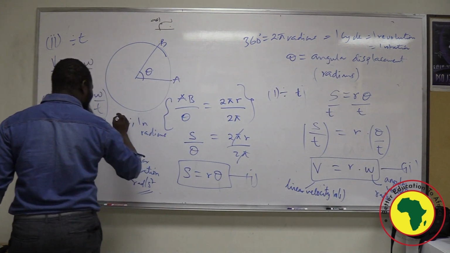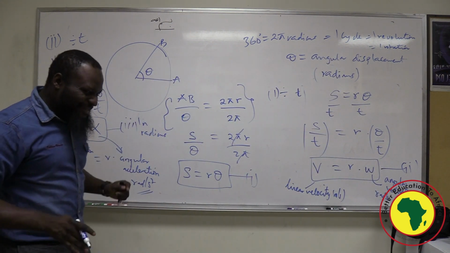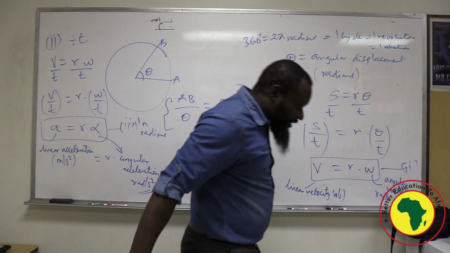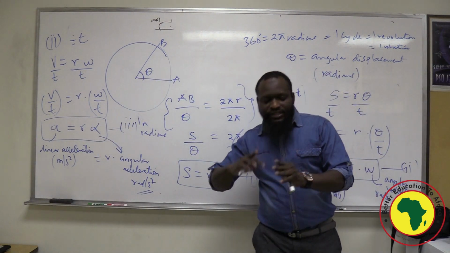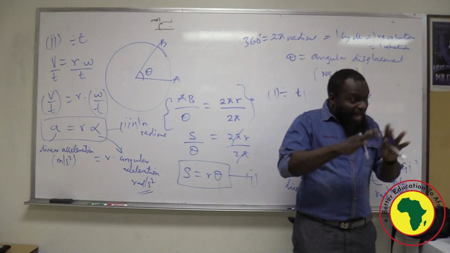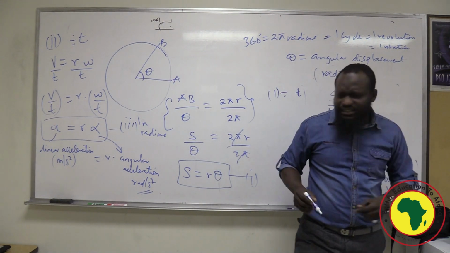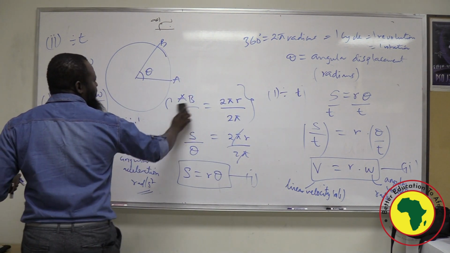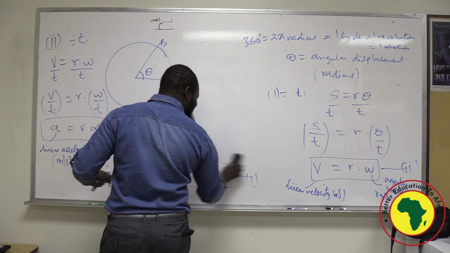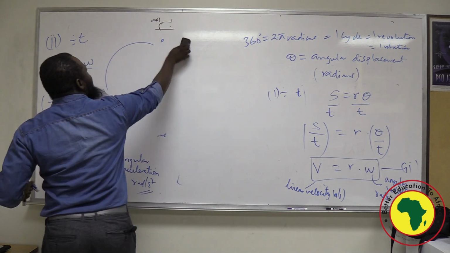Now I want to tell you how all these things we've defined act in a circle: linear displacement, angular displacement, linear velocity, angular velocity, linear acceleration, angular acceleration. How do these things act in a circle?